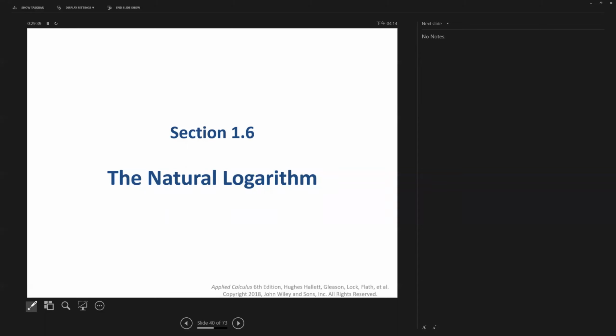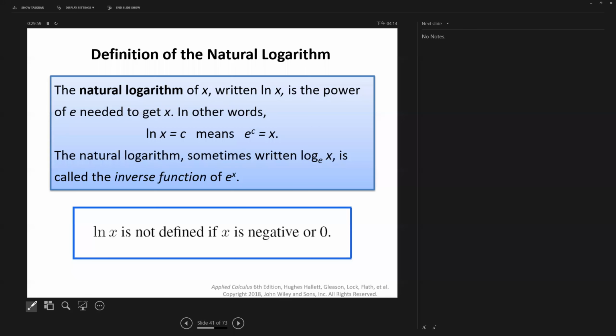Section 1.6, the natural logarithm, or natural log, or ln. All right, ln, that's your natural log. Let's take a look. The natural logarithm of x is written as ln x. Ln of x is the power of e needed to get x. In other words, ln x equals c, or some constant, is the same as e to the power of c is equal to x.